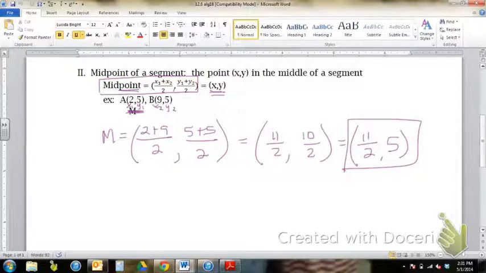All right, so that's distance and midpoint. Make sure you memorize your formulas, label your points so you know who gets plugged in where, and simplify your answers.